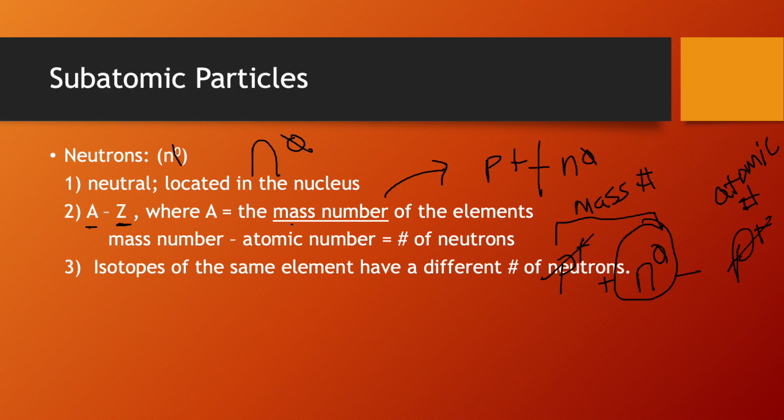Isotopes of the same element have a different number of neutrons. Remember, isotopes are what's going to cause a little variation in your elements. If you had a box of carbon and they're all carbon atoms, you could have variations in those carbon atoms due to the isotopes. And what makes them different is the different number of neutrons. If you change the number of neutrons but keep the number of protons the same, you still have the same element, but changing the neutrons is going to change the overall mass number.